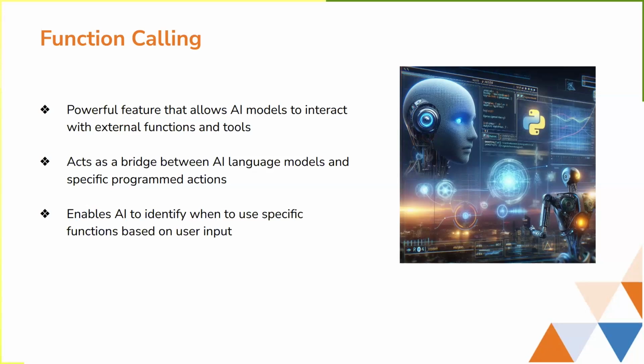So it will call the function by passing the location name and the date to the particular function, and it will actually call the real-time data using the API, and then it will return you those particular data. So this function calling acts as a bridge between the AI models and the programmed actions. And the function enables AI to identify when to use the functions based on the user's input.